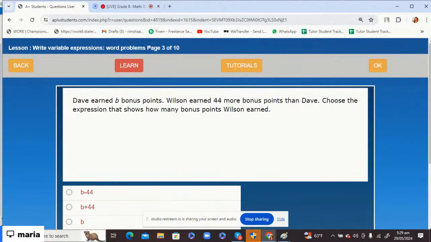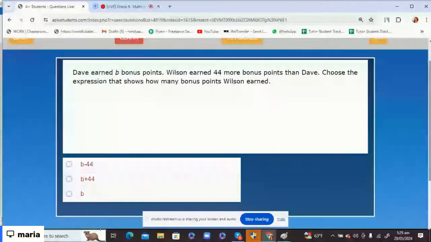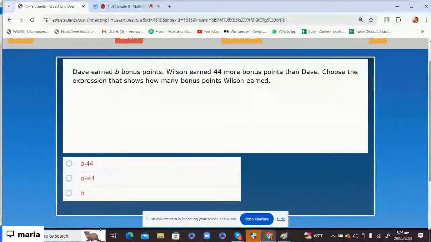Dave earned B bonus points. Wilson earned 44 more bonus points than Dave. It's again more. First we write Dave's points, then we write Wilson's points, and then we check if there is more or less. More, we add. Let's check, is there any addition one? You guys think about it. Which one is the option? Option A, B, or C?